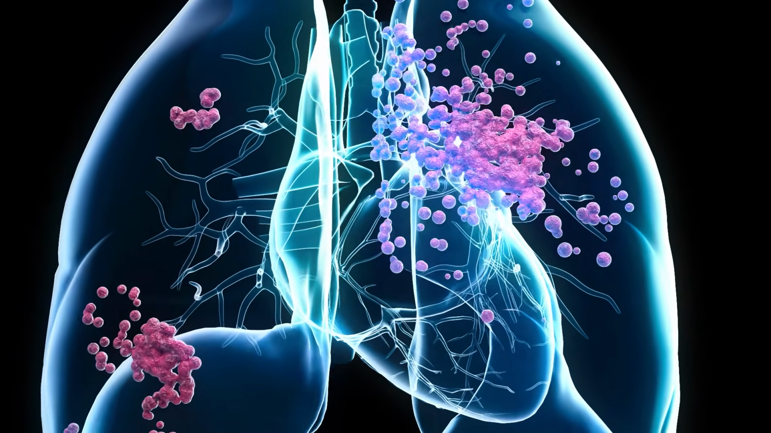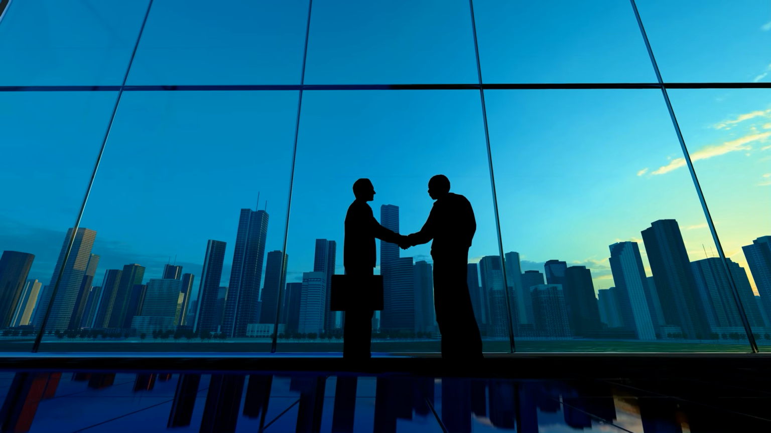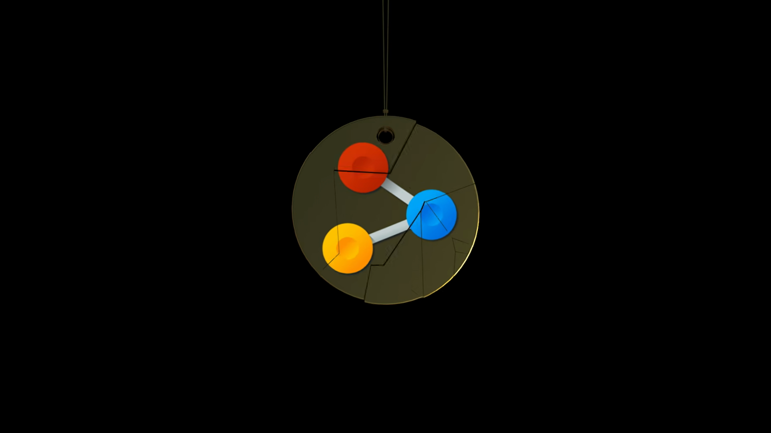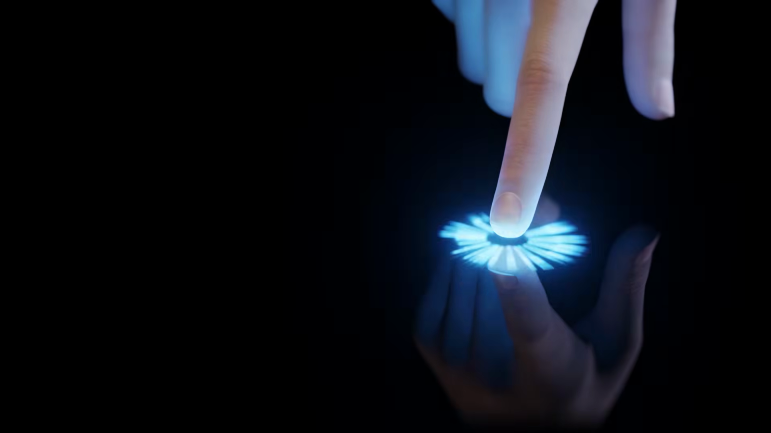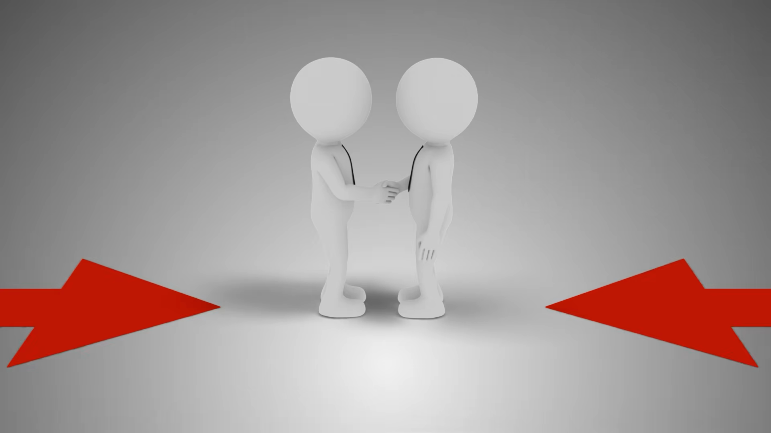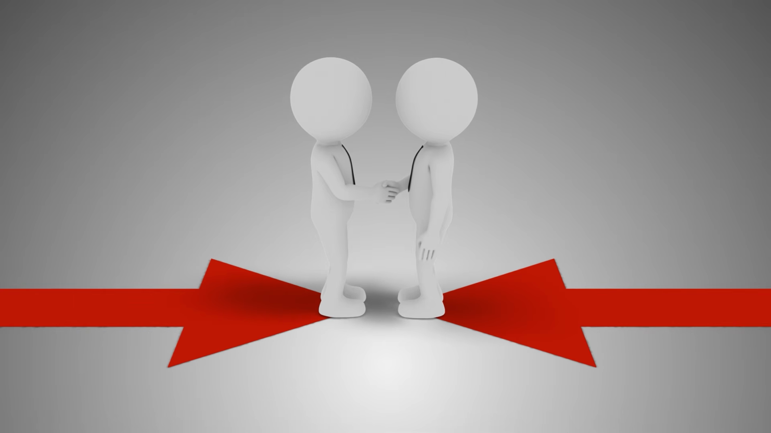It is important to understand that TB does not spread through shaking hands. It does not spread through sharing food or utensils. It does not spread by touching surfaces. It spreads primarily through airborne particles. Close and prolonged contact with an infected person increases the risk of transmission.